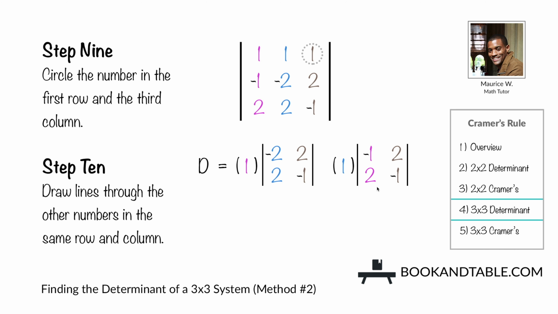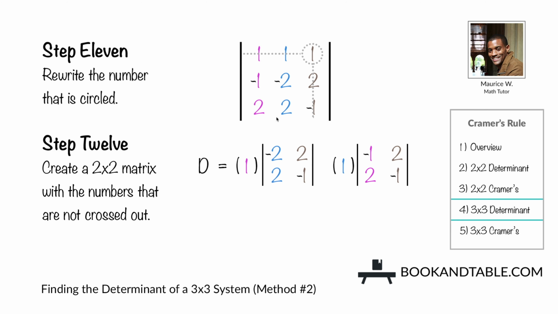So we want to go to the next number in the same row. In step 9, circle the number in the first row and third column. So that's +1 here. In step 10, draw lines through the other numbers in the same row and column. So we'll use these 4 numbers to create our new 2x2. Step 11, rewrite the number that is circled. So this would be our multiplier for the third 2x2.